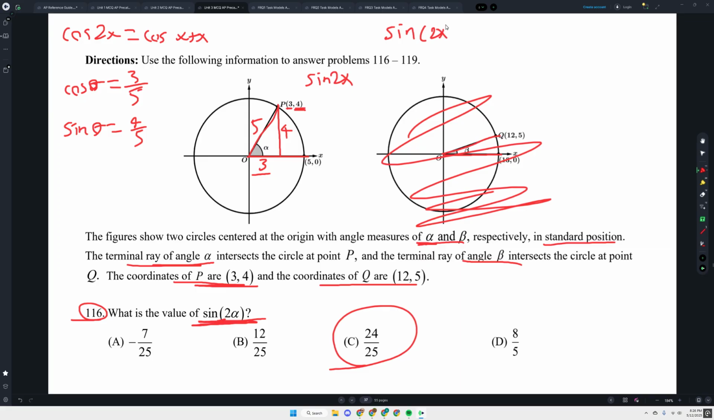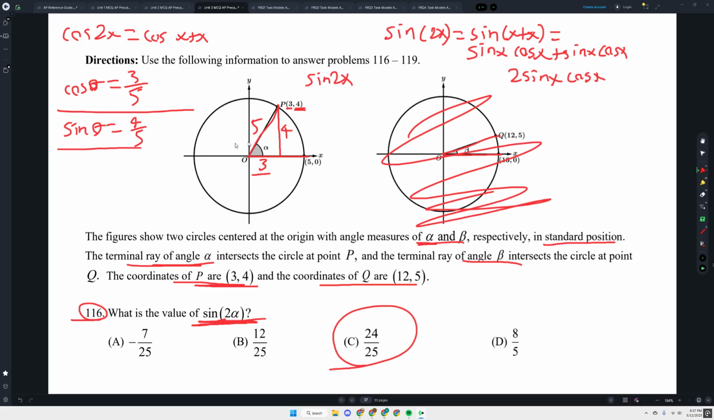You can say sine of 2x is going to be equal to sine of x plus x. And from there, I posted these practice questions in the AP Precalc pins. From there, you have sine of x cosine of x plus sine of x cosine of x, which is going to be equal to 2 sine of x cosine of x. And now we plug in these numbers. So 2 times 4 over 5, and 2 times 3 over 5. And if we simplify that, that would be 24 over 25, which is equal to 2 sine of alpha.